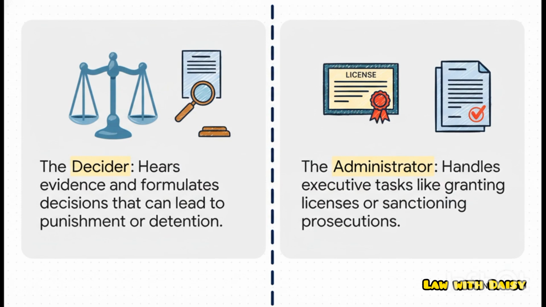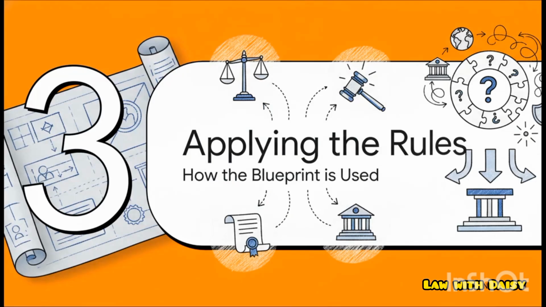On one side, you have the judicial magistrate. They're the decider. Their entire job, as laid out in Section 3 of the Code, is to weigh evidence and make decisions that could lead to actual punishment. Then, on the other side, you have the executive magistrate. They're the administrator. They handle things like granting licenses and other paperwork. The key takeaway here? One group judges, the other manages. It's on purpose.